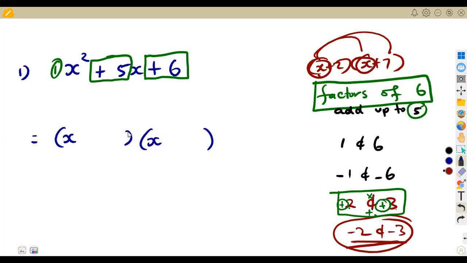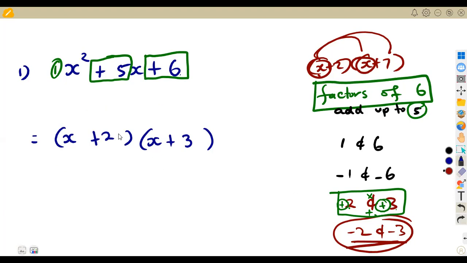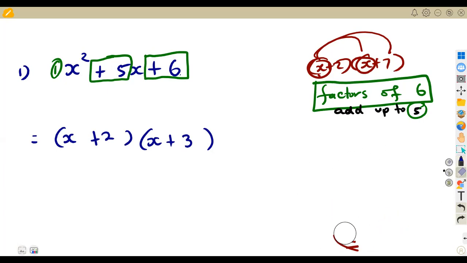So you're simply going to write these numbers in your brackets, the ones that you consider as the factors of the constant, but they add up to the number that is affecting x, which is the coefficient of x. So we said our numbers are going to be +2 and +3. That means we have factorized, we've got two brackets at the end, two brackets of the binomial, a binomial here and a binomial here, from a trinomial expression that we're given to factorize. So that is how we can play around with factorization in this case.